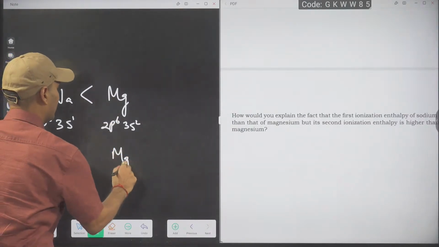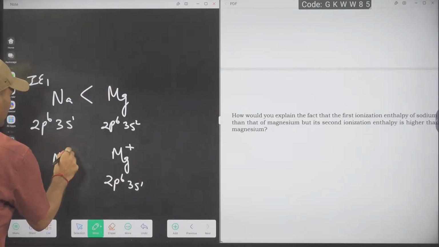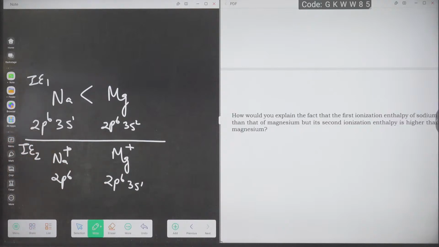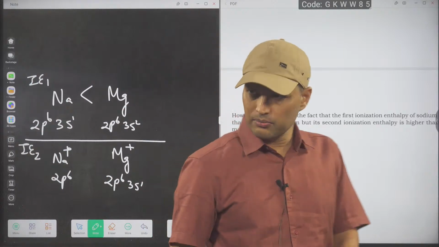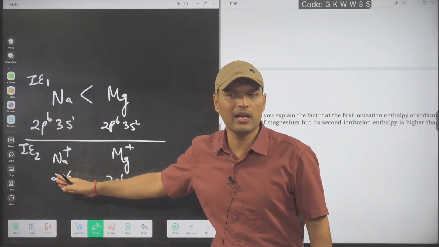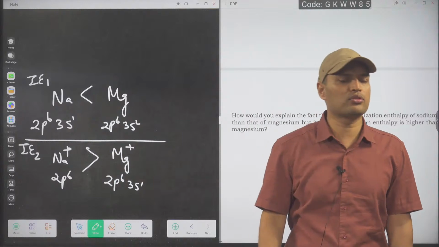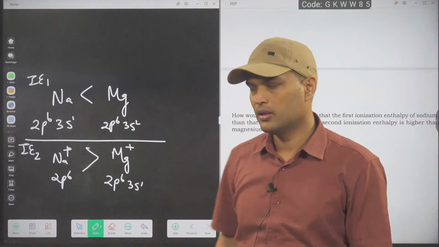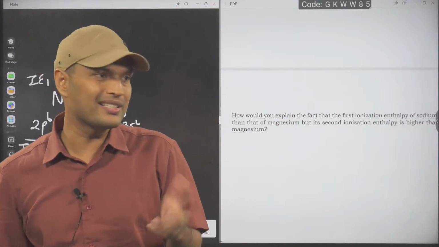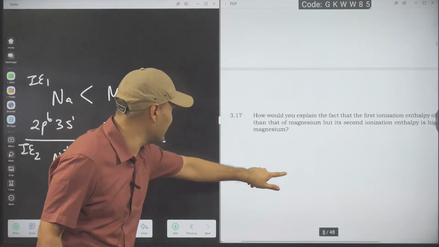But when you remove 1 electron, it will become magnesium plus. What will be the configuration now? 2p6 3s1. If you remove 1 electron from sodium, it will become sodium plus. What will be the configuration now? 2p6. Tell me, correct or not? After removing 1 electron, this will be the configuration or not? Yes. Now can you see that sodium became noble gas, stable configuration. So second ionization energy of sodium is more than magnesium. The first time everything is normal, magnesium more, but the second time sodium becomes neon, 2p6. Sodium is more, and this is NCERT.